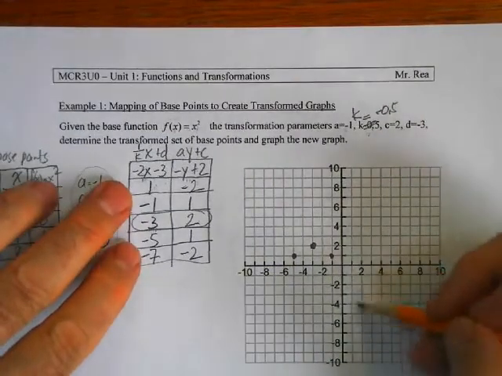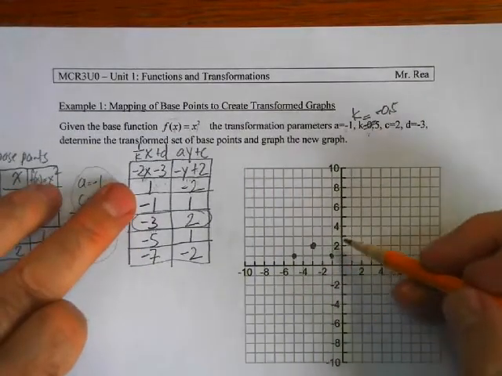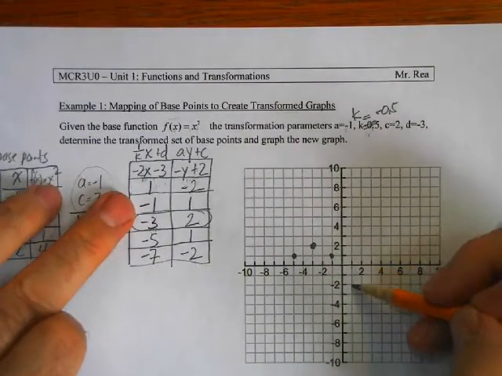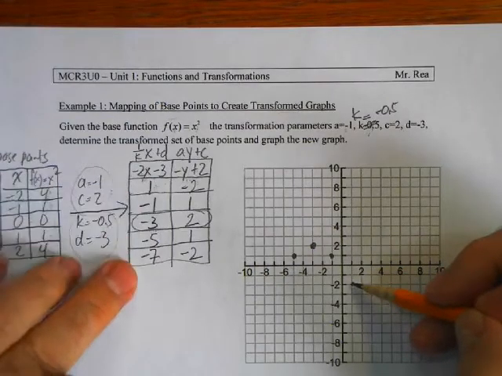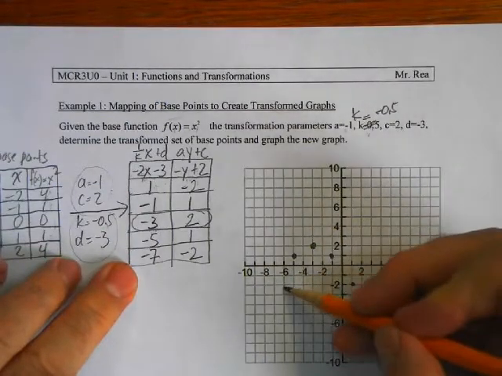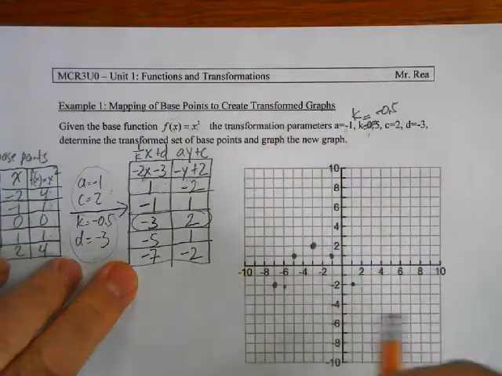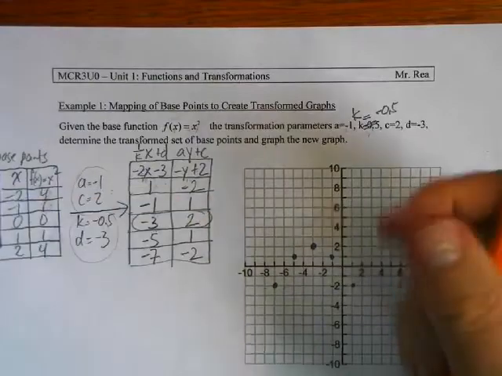And then I've got my two outside points. So I've got 1, negative 2, and negative 7, negative 2. Make sure I get that right. Sorry, that's negative 6. Okay, so there's my 5 base points.